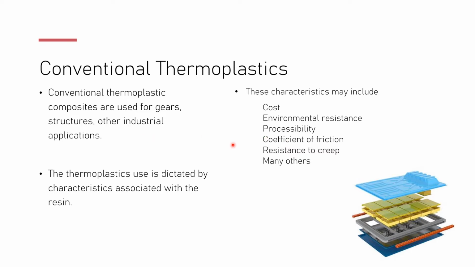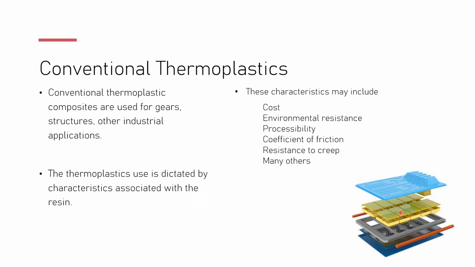Alright, so conventional thermoplastic composites are used for gears, structures, and other industrial applications. And the thermoplastic use is dictated by characteristics associated with the resin. What is a resin? Resin is your plastic material. We're dealing with the matrix part of the composite, and in there we're dealing with the thermoplastic, and this one is the first one, the conventional one. No, the high performance one. So these characteristics may include cost, environmental resistance, processability, coefficient of friction, resistance to creep, and all other properties that you want.